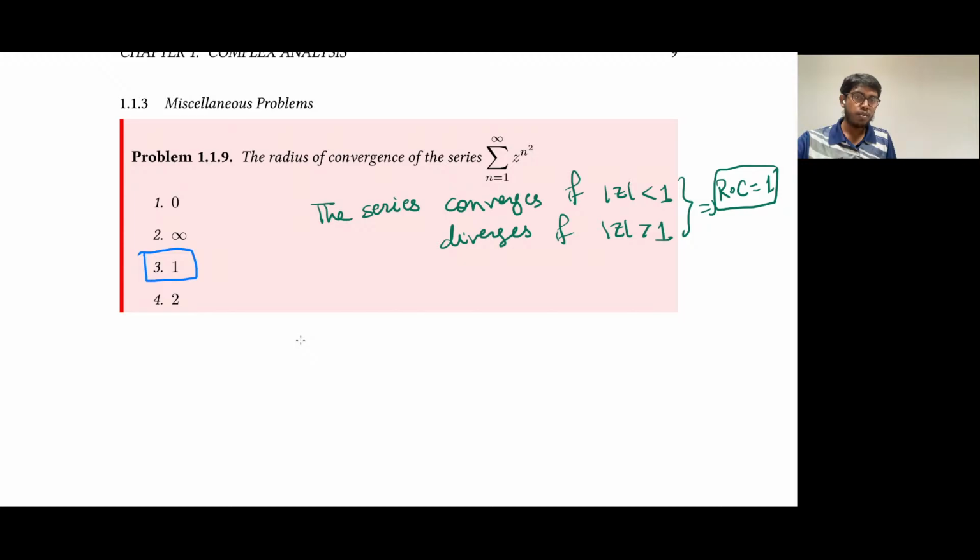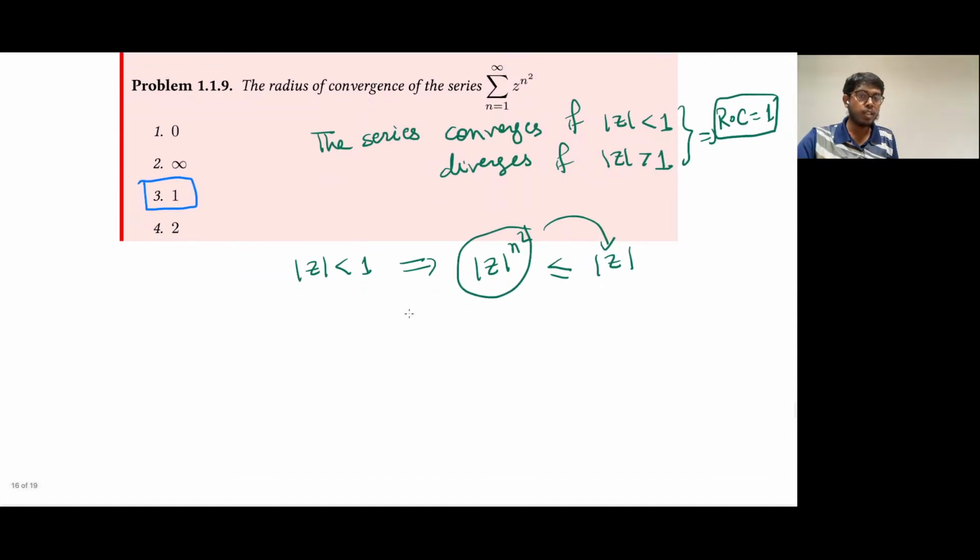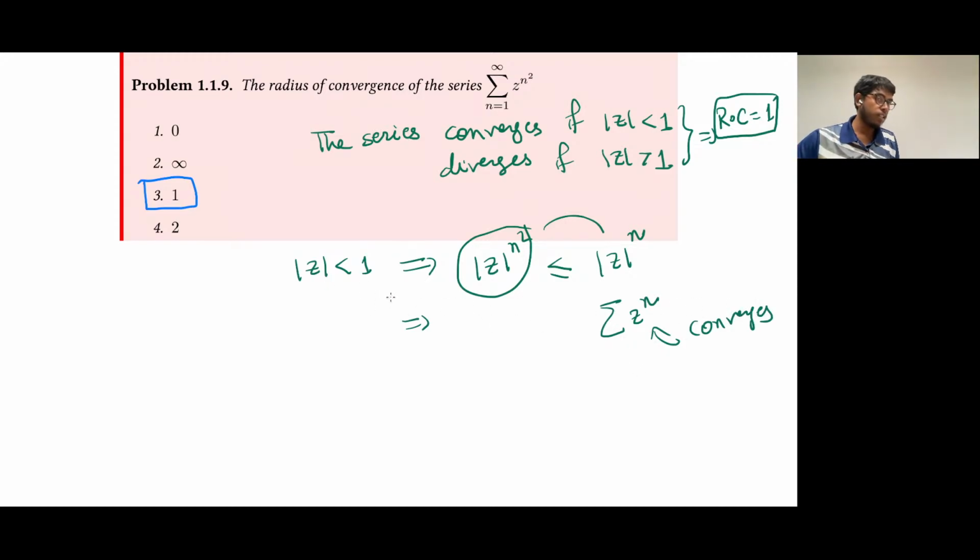So if mod z is less than 1, then mod z to the power n square is less than mod z to the n, because mod z is less than 1, so the more powers you take, the smaller the quantity gets. We know that the summation of mod z to the n converges because mod z is less than 1. Hence, by the comparison test, this series will also converge.